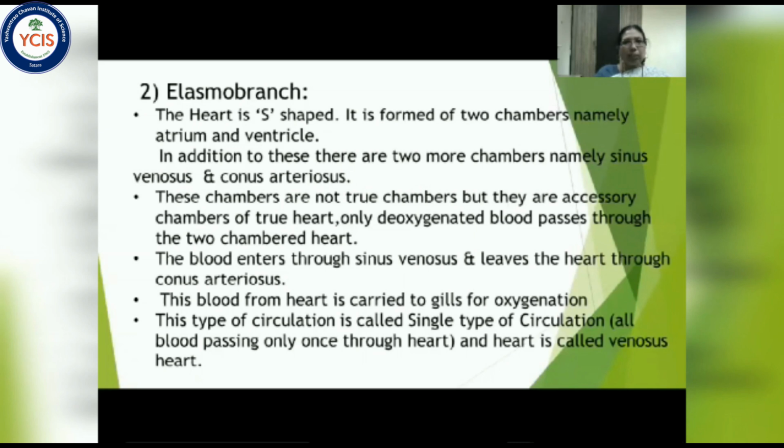Only deoxygenated blood passes through the two-chambered heart. The blood enters through the sinus venosus and leaves the heart through the conus arteriosus. This blood from the heart is carried to the gills for purification, and this type of circulation is called single circulation. That means all blood passes only once through the heart, and the heart is called a venous heart or branchial heart.